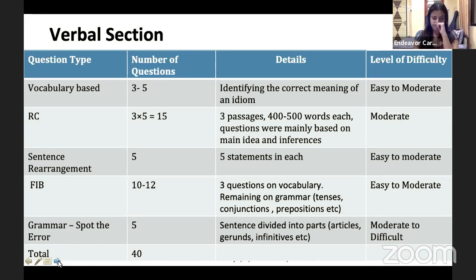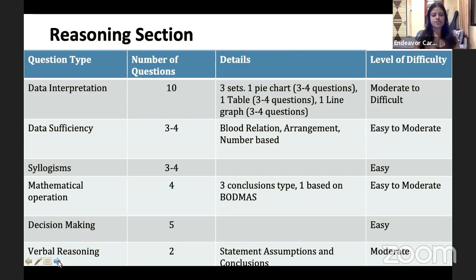But of course, before I finish off, another slight thing to know is that in the reasoning section, you have a tiny part of verbal reasoning, right? A tiny part of verbal reasoning, and that was what was seen in today's paper as well. You had questions on statement assumptions and conclusions, wherein you were given a particular statement and you were given 2 assumptions or 2 conclusions, and you had to choose which of the following conclusions or assumptions can be derived or they follow the statement, right?